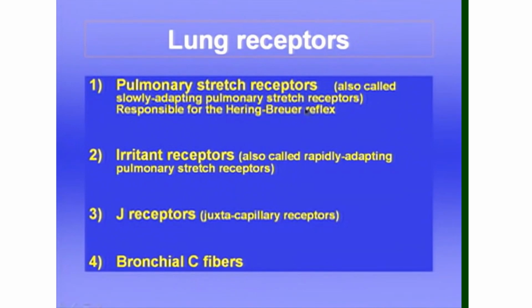Now, there's a classical reflex that should be mentioned. That's called the Hering-Breuer reflex. The Hering-Breuer, or Breuer reflex, has to do with the fact that if you inflate the lung, then you inhibit further inflation. The animal will stop breathing sometimes. And that can be demonstrated, particularly in the rabbit, using the rabbit as an experimental animal, because there's a little slip of the diaphragm that you can measure the tension in, and that's the Hering-Breuer reflex.